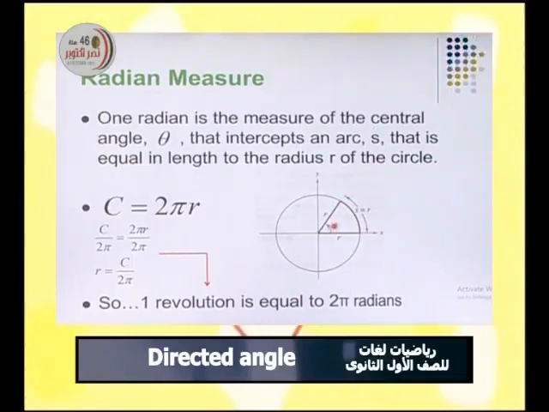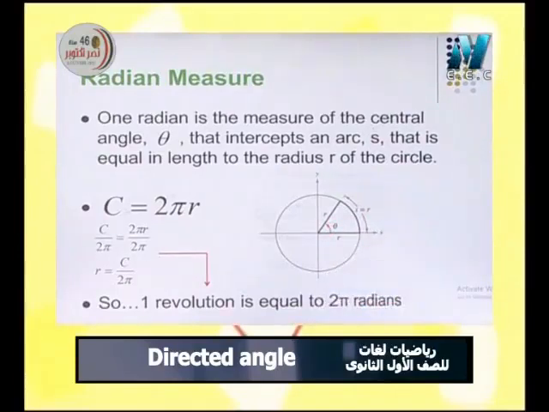Okay, we have theta here. We have S here. S is the length of the arc. When S equals r, then theta here will be 1 radian.